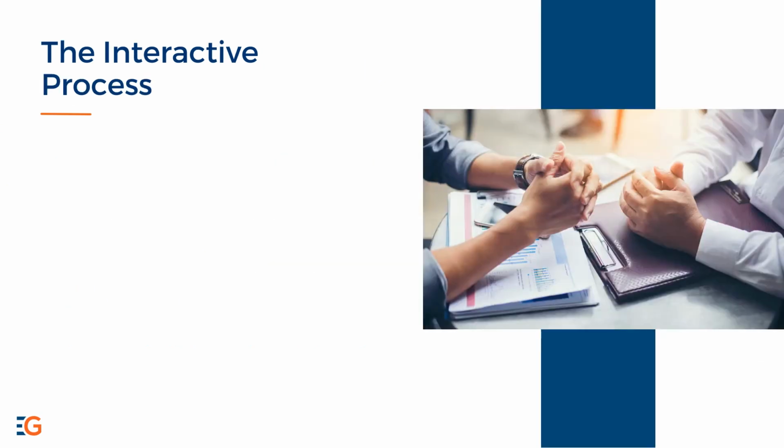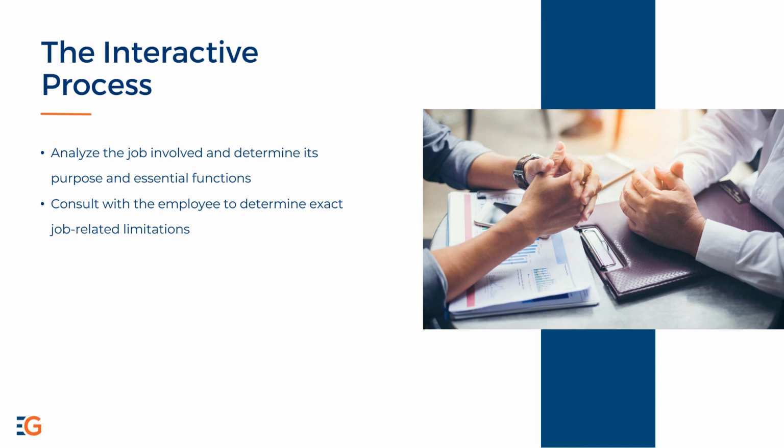When an accommodation is not obvious, an appropriate accommodation is best determined through an interactive process. As part of this process, the EEOC recommends that the employer analyze the job involved and determine its purpose and essential functions. Consult with the employee to determine exact job-related limitations imposed by the individual's disability and how those limitations could be overcome with a reasonable accommodation.